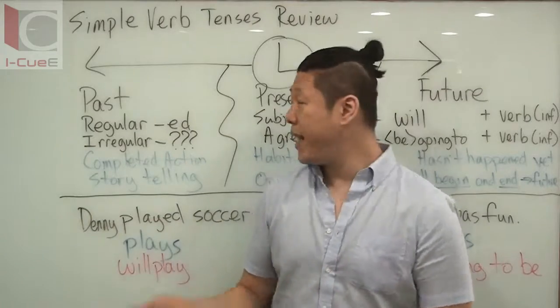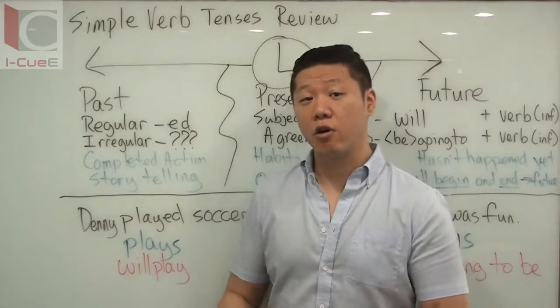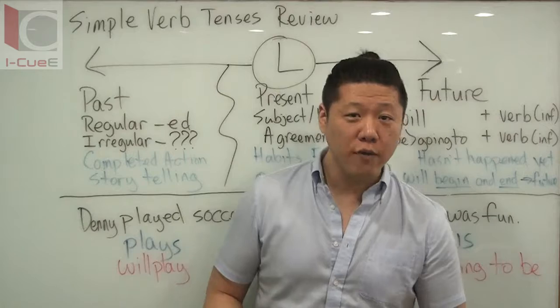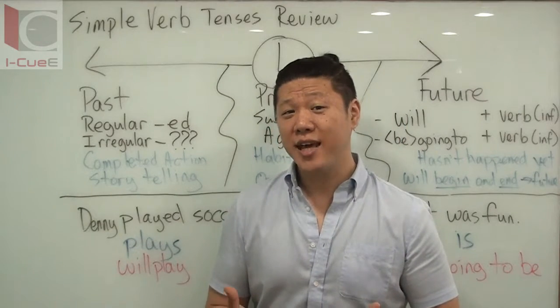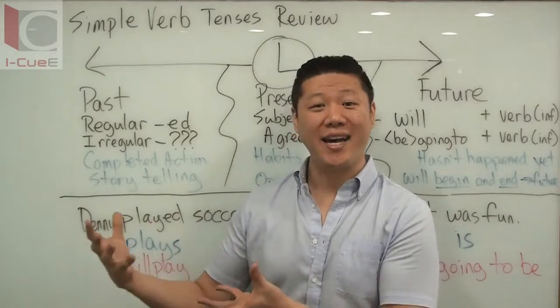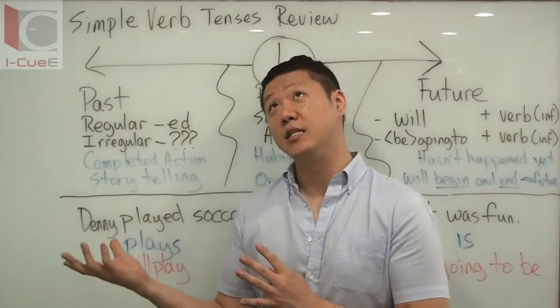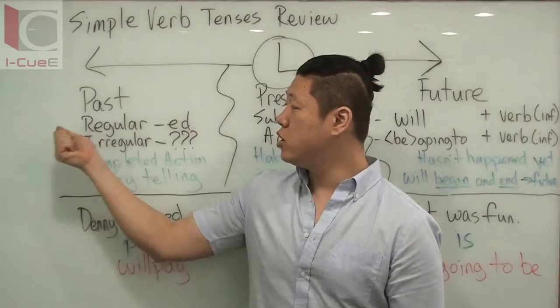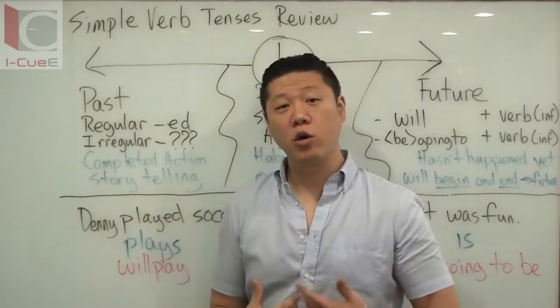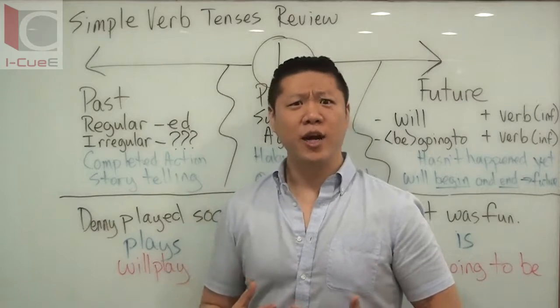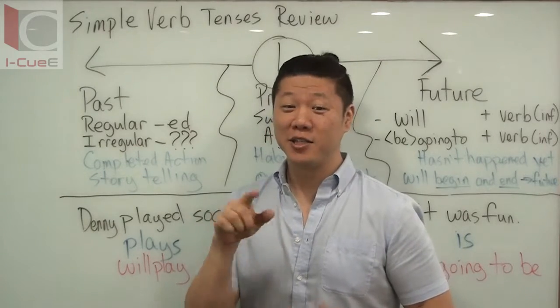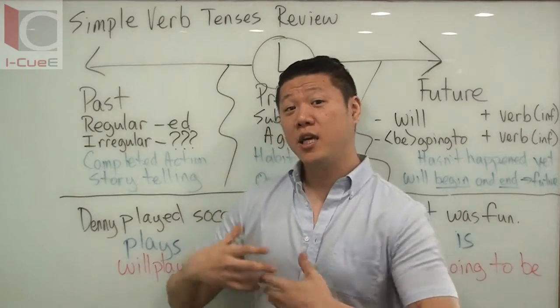A regular verb ends in ed, an irregular verb does not. How do you know if it's regular or irregular? If you know the word play, how does that become a past tense verb? Play, played. If it ends in ed, you know it's regular. Alright, what about the word write? Write, righted. That doesn't sound right. So write is wrote.